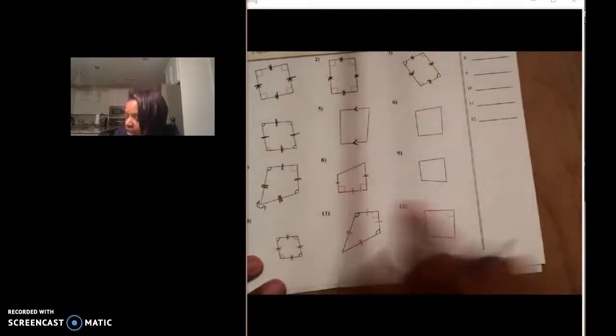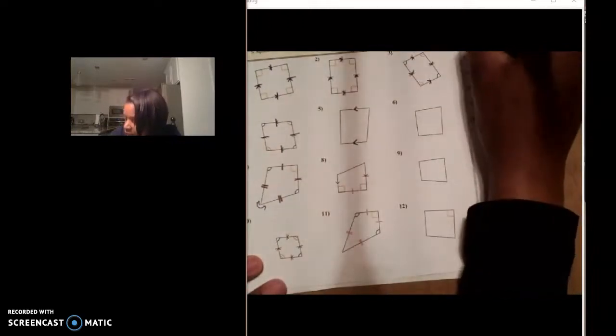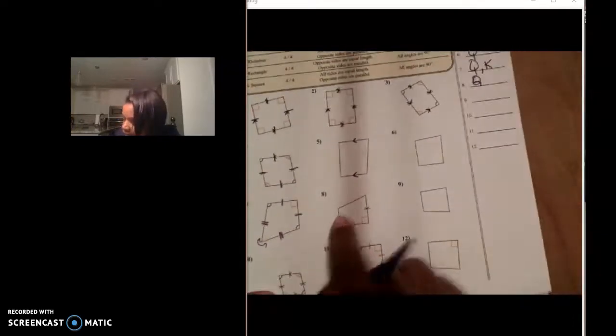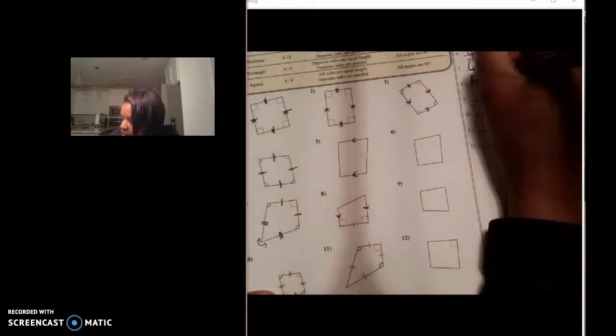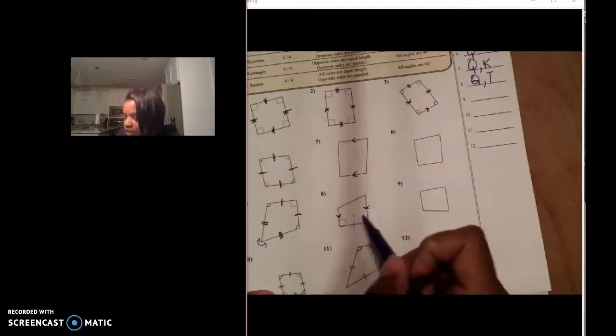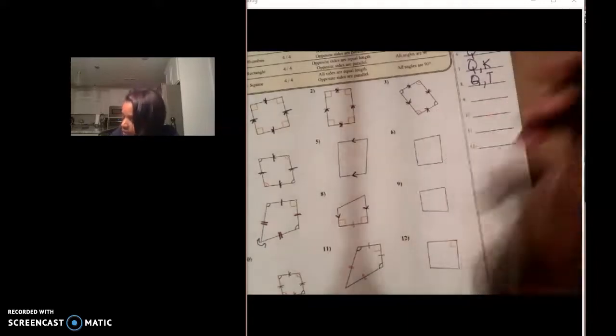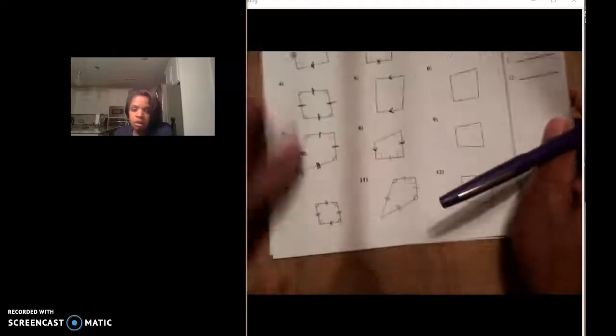For number 8, I noticed that it has 4 sides, so it is a quadrilateral. I also noticed that it has 1 set of parallel sides. So because of that, it's a trapezoid. It does have adjacent congruent sides on this side, but not on the other. So it is not a kite. It is simply a quadrilateral and a trapezoid. Okay. Number 9 is just a quadrilateral. It has no parallel sides. So it is not a parallelogram nor a trapezoid.